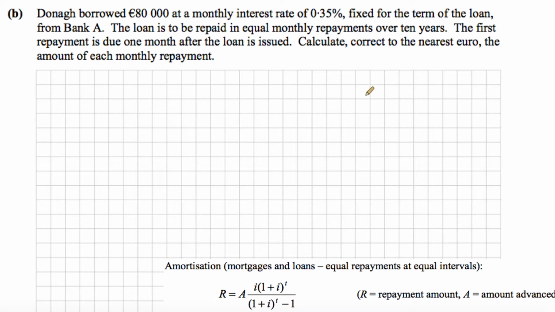So I'm going to work out my values first. I know that A is the amount advanced, which was 80,000. Then you've got the i value, which in our case is 0.35%, but we're going to write it as a decimal, 0.0035, that's our i value. And the only other variable then is t, which is our time. Now, because this interest rate is given in months, we need the time in months. So if it's 10 years, with 12 months in each year, it's 12 by 10, which is 120.